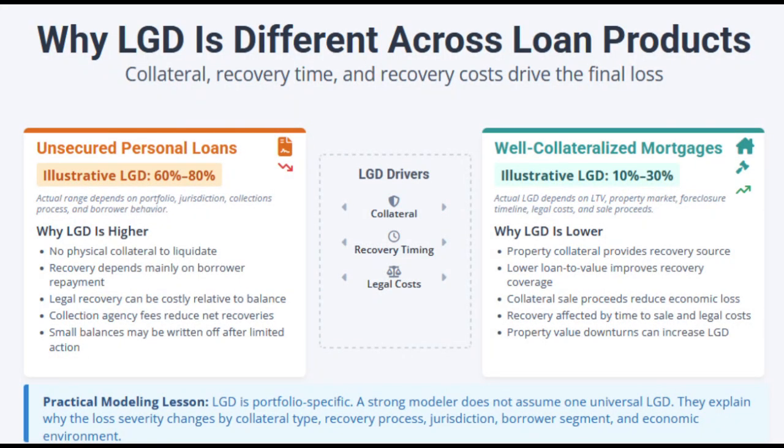And this is why LGD on unsecured personal loans is typically 60 to 80%. That is no collateral, slow recovery, and high cost relative to the balance. While well-collateralized mortgages might have LGDs of 10 to 30%. These can vary significantly across loan products because the recovery process is very different. So the key takeaway is that LGD is portfolio specific. A good modeler should not assume one universal LGD, but should explain how collateral, recovery timing, legal cost, borrower segment, and the economic environment affect the loss severity.